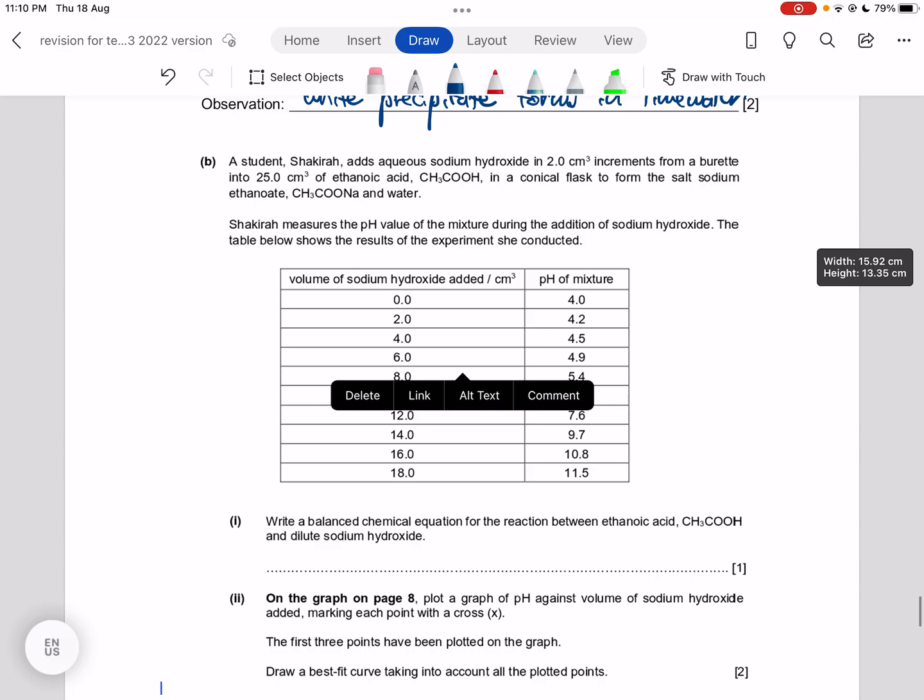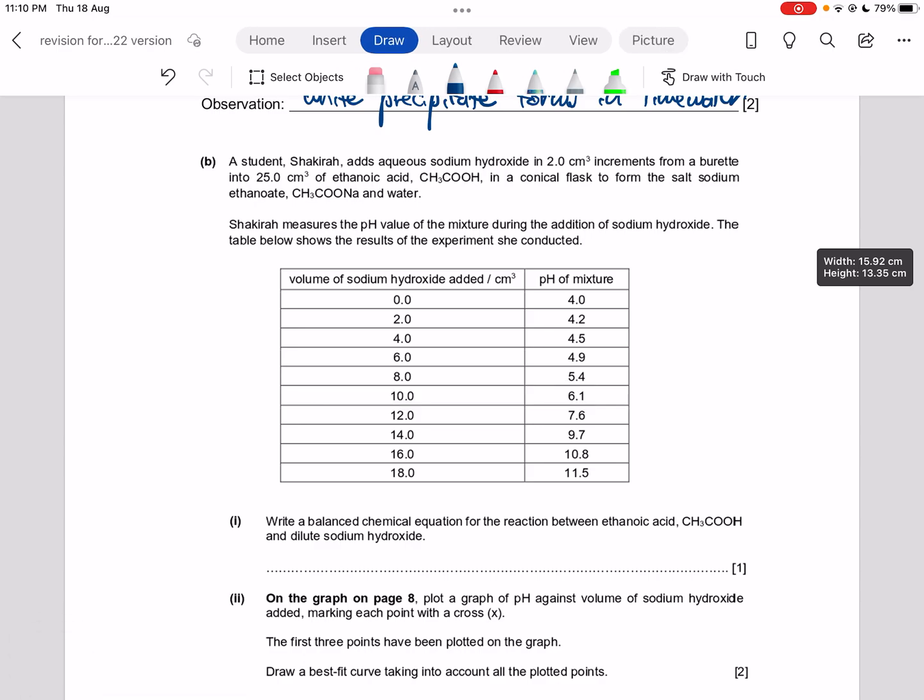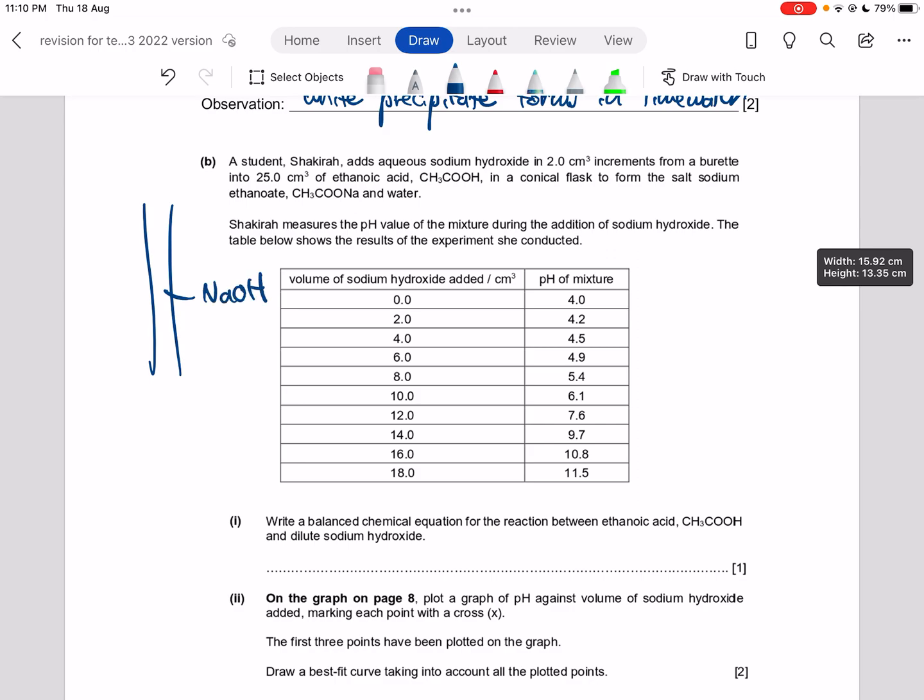Okay, then next thing, a student Shakira adds aqueous sodium hydroxide in 2 cm cube increments from a burette into 25 cm cube of ethanoic acid. So basically the burette looks like this, if you are curious to find out how it looks like. Sodium hydroxide inside, and inside the conical flask is your ethanoic acid. For now no need to be so bothered with the chemical formulas. We'll learn it next time.